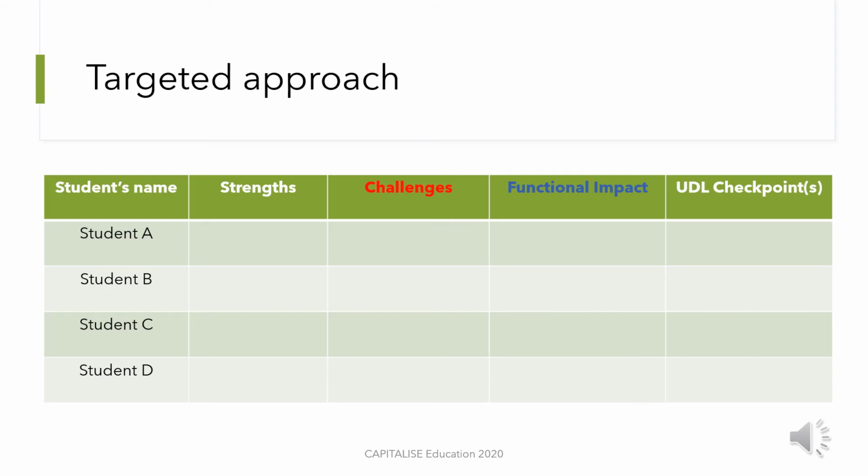To achieve this, we can add a fifth column to our table. Classroom teachers need to identify for each of their students the strengths of that student, the challenges that student experiences, and any functional impact. Once the teacher has identified the challenges and functional impact experienced by each student, they can then look at the UDL framework and identify any relevant UDL checkpoints that could be used to overcome the challenges and functional impact the students experience.